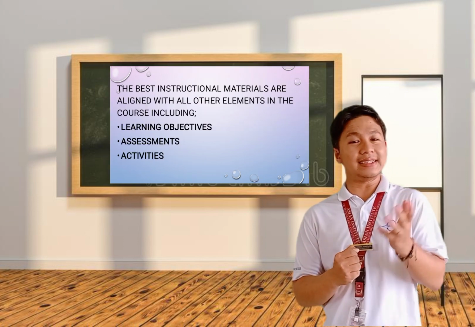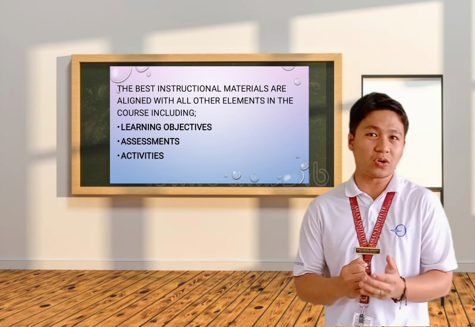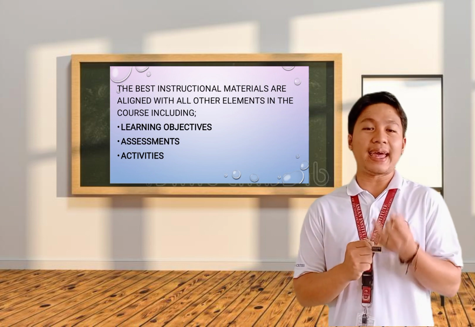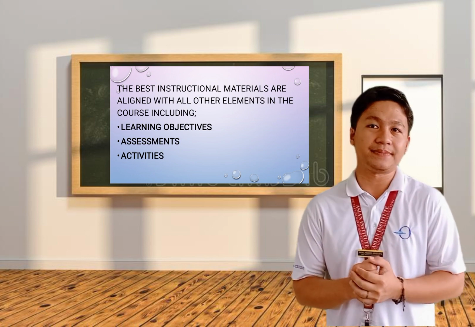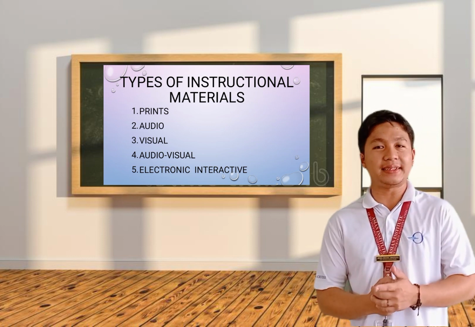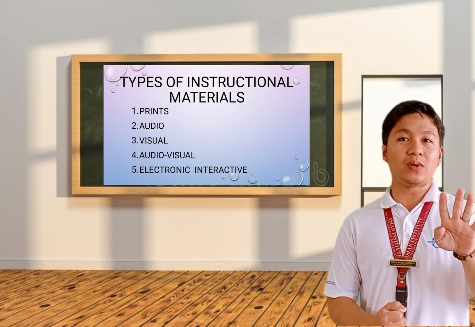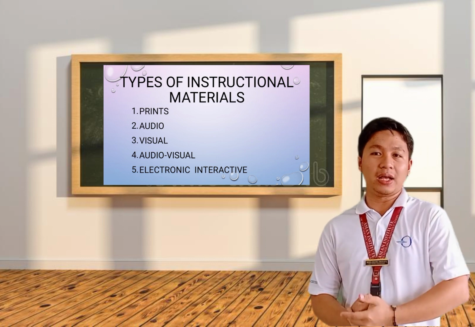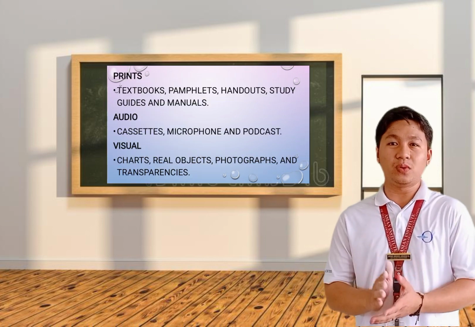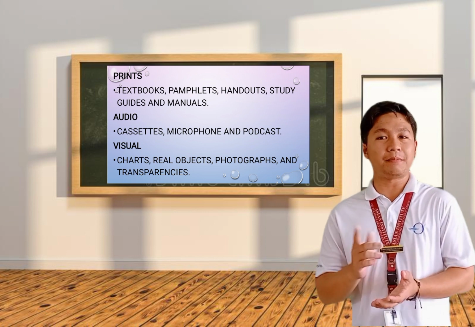So the best instructional materials are aligned with all other elements in the course, including learning objectives, assessments, and activities. In class, we have 5 types of instructional materials, namely print, audio, visual, audiovisual, and electronic interactive. So let's start with prints. The examples of prints are textbooks, pamphlets, handouts, study guides, and manuals.